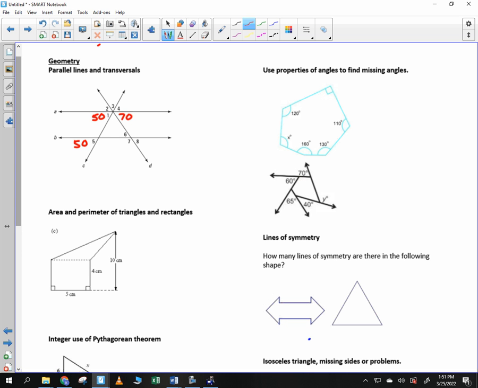What other angle is 50? 4, because those are opposite angles or vertical angles. 8 is 70 because, again, those are corresponding angles. So 2 is 70 as well. 2 is 70, yep. What else do we have? 6 is 70 because those are opposite angles.